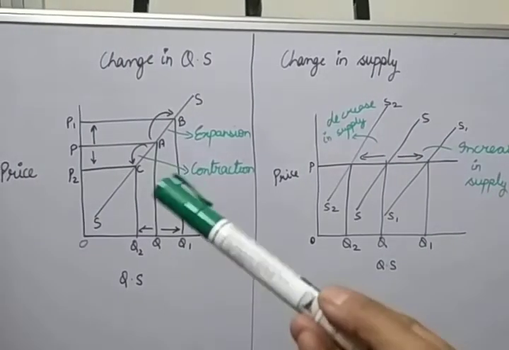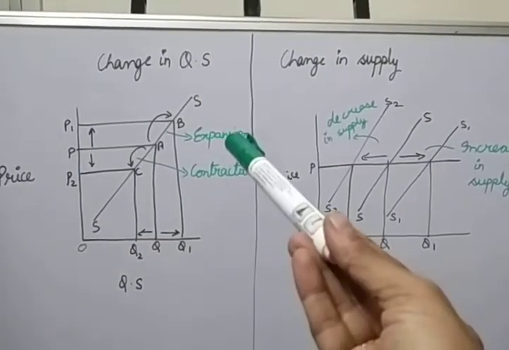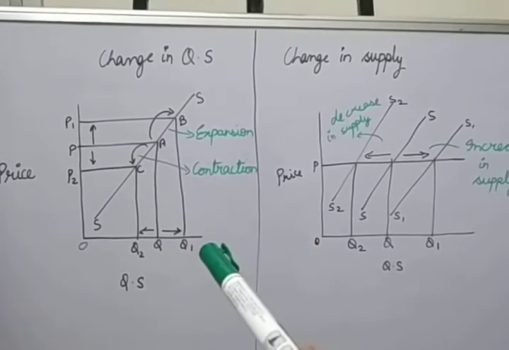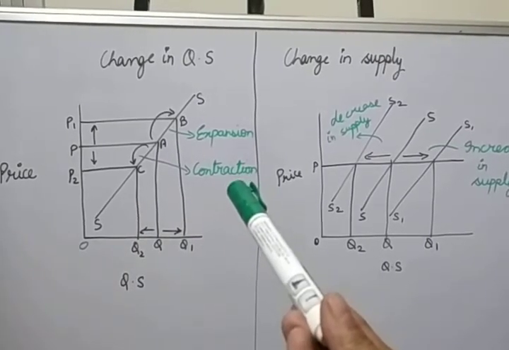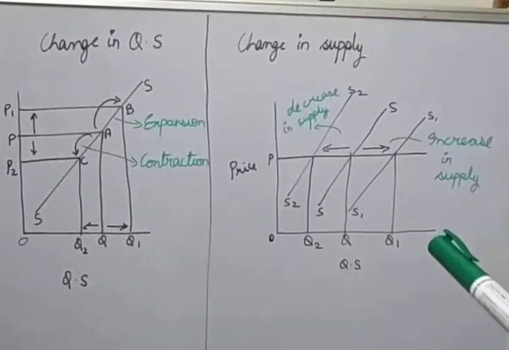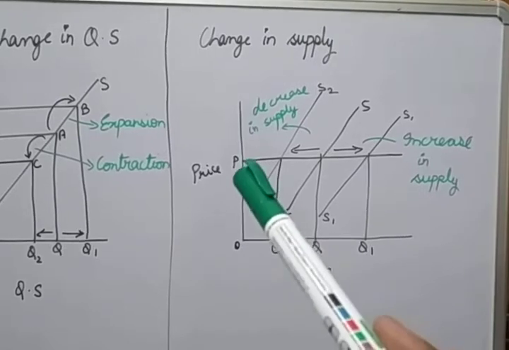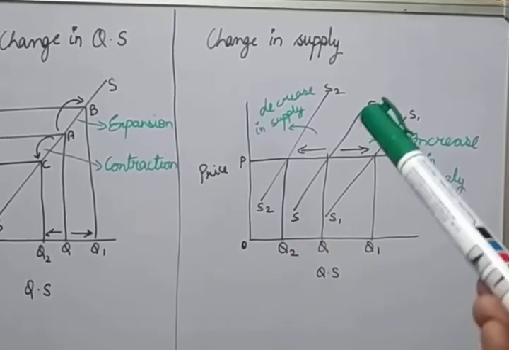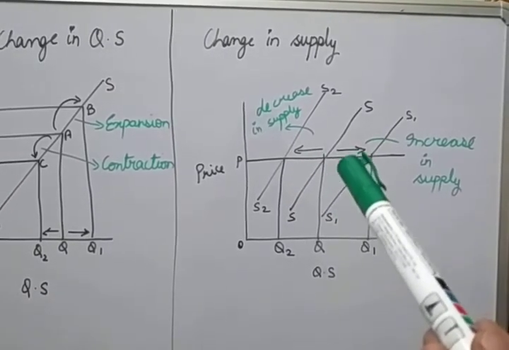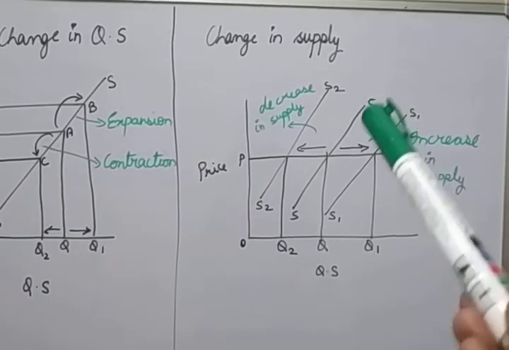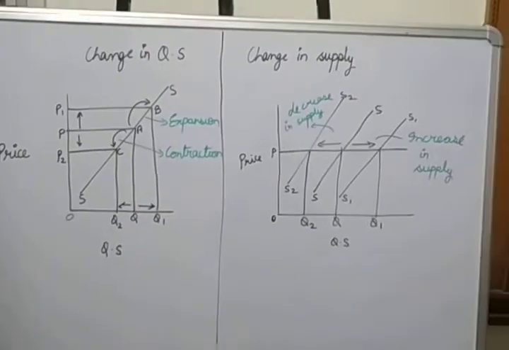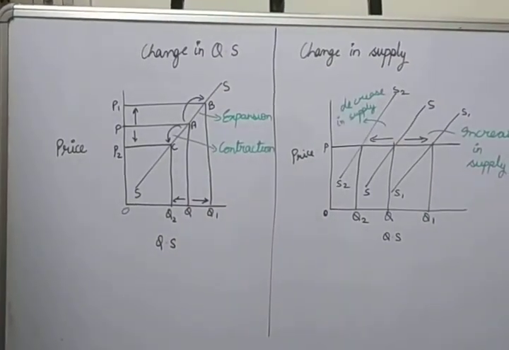And the third difference: change in quantity supplied is of two types. First is expansion in supply, second is contraction in supply. Expansion in supply means when price increases, quantity supplied increases, and contraction in supply means when price decreases, quantity supplied decreases. A change in supply also has two types. First, when the price remains constant and other factors are favorable, the supply curve shifts rightward, and that is called increase in supply. And if there are unfavorable changes, the supply curve will shift leftward, that means from SS to S2, and that is known as decrease in supply. So these are the three basic differences between change in quantity supplied and change in supply.